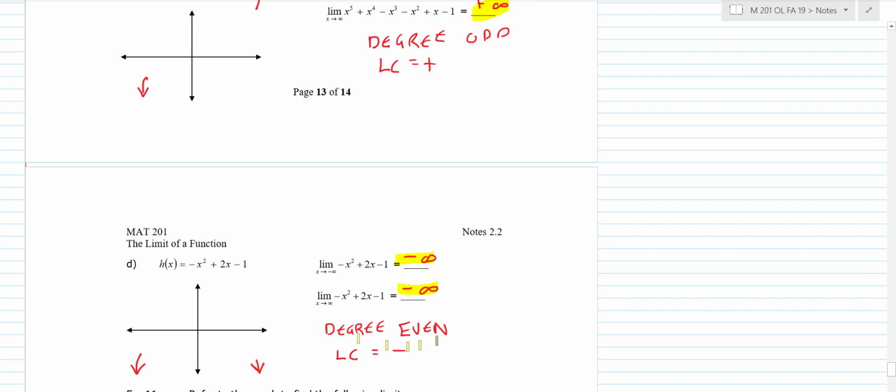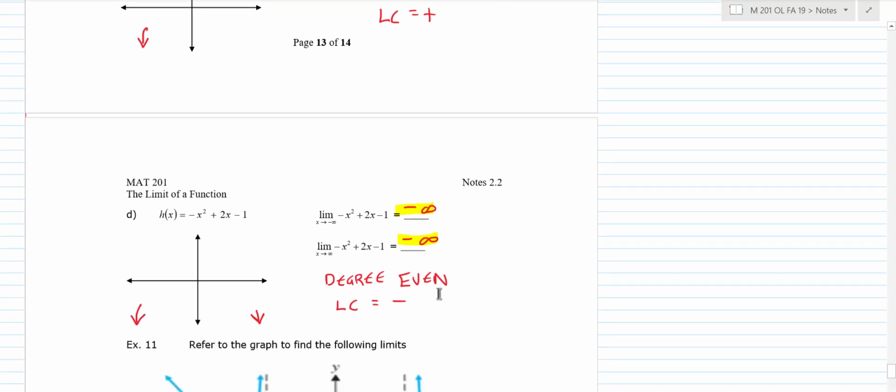This one has an even degree of 2, leading coefficient negative. Graph turns down like this. Therefore, both limits go to negative infinity. That's the idea. Okay. So again, these things are easy to do if you know the rules and understand how those functions go. You don't have to touch your calculator, and that's the goal. Just quickly do these problems. Do them in your head.